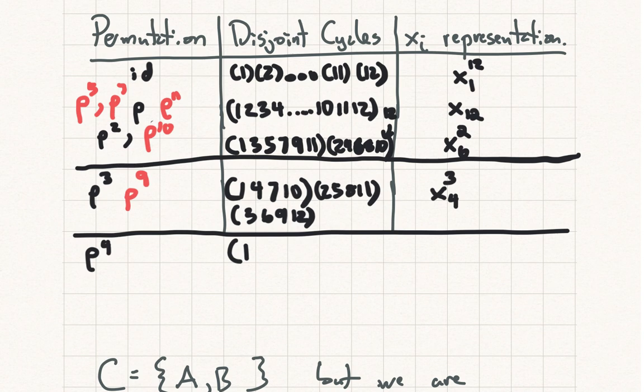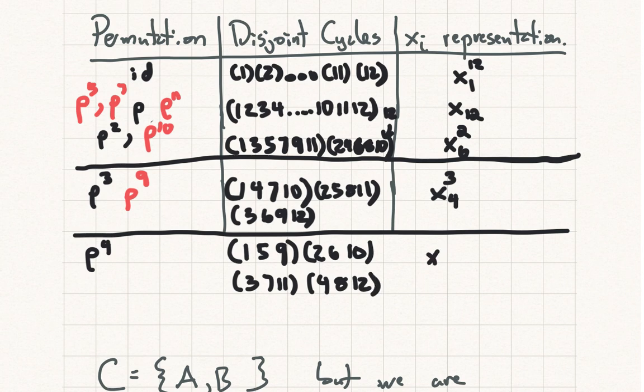So let's look at rho to the 4th. 1 goes to 5, 5 goes to 9, 9 goes to 1. So that's a 3 cycle. And you can check, we get 2, 6, 10; 3, 7, 11; and 4, 8, 12. So here we have 4 3-cycles. So x3 to the 4th.